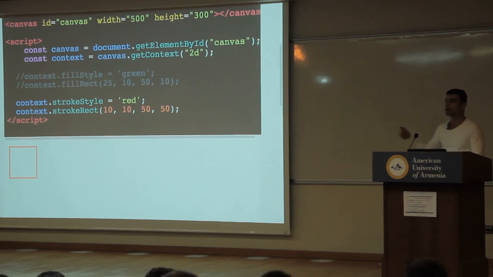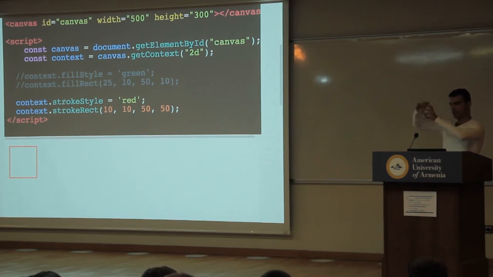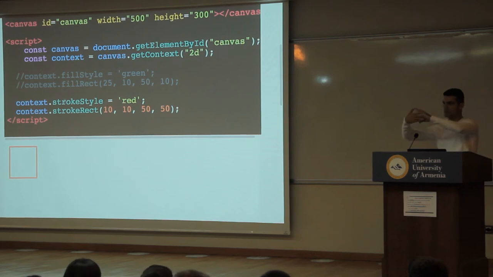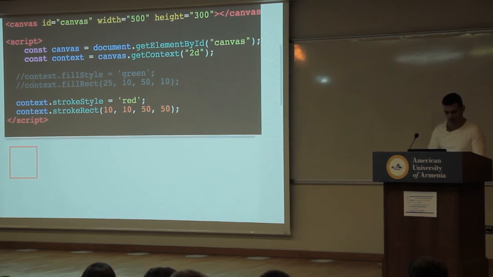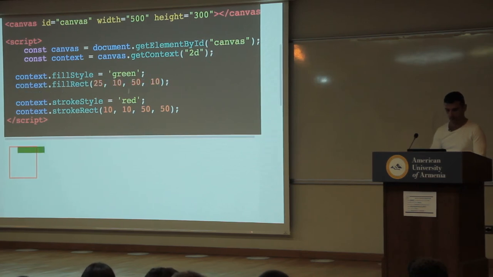How about the stroke and fill in one rect? No, you have to just do strokeRect and then do fillRect, but do it in the same position. And then you will get this and this. Nice. So let's do this: 10, 10, 50 by 50. There you go. Now, question.